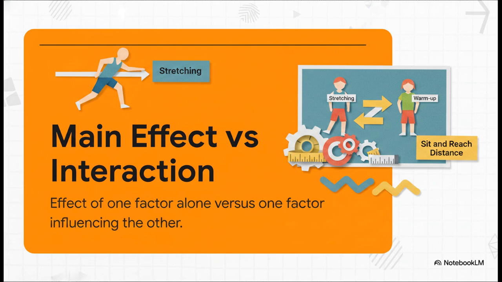Think of a main effect as a factor going rogue, acting entirely on its own, like just looking at stretching and ignoring everything else. But an interaction, that's where things get spicy. It's when two factors team up to influence our outcome, like stretching being heavily influenced by whether or not you actually did a warm-up beforehand.